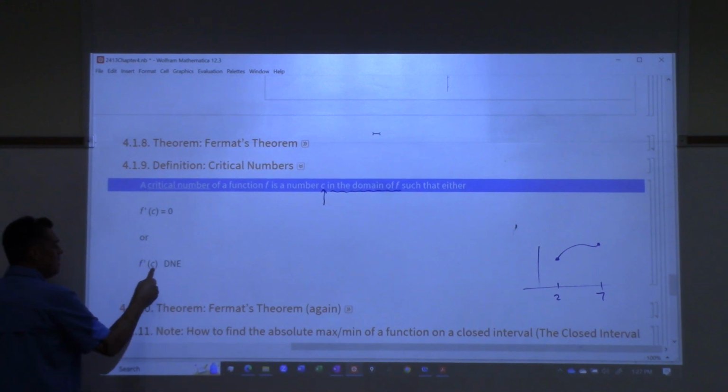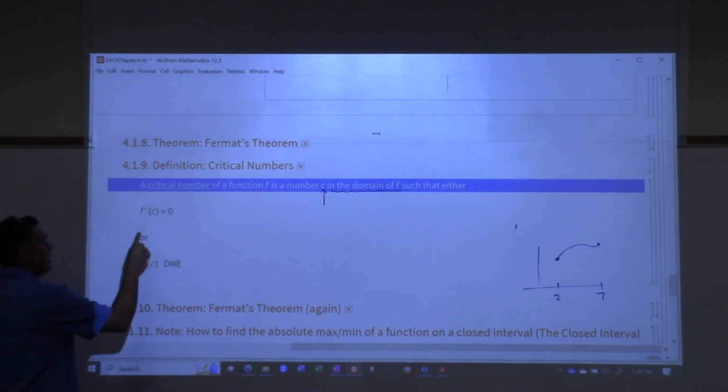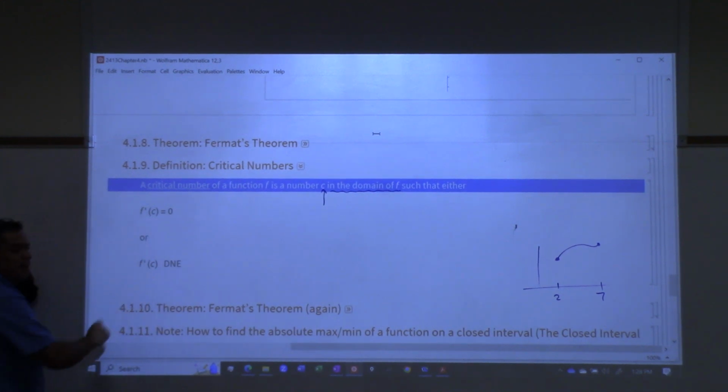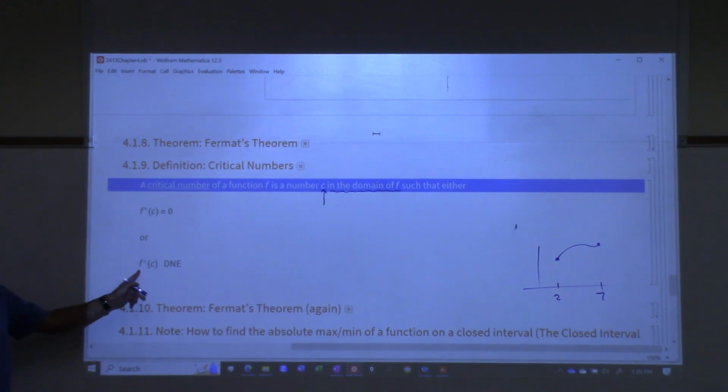So if I plug a number into a derivative and I get something crazy, we would say that that derivative doesn't exist. So in summary, a critical number is any number that you can find that either makes the derivative 0 or the derivative not exist. And this is an or, not an and. It's one or the other, all right?